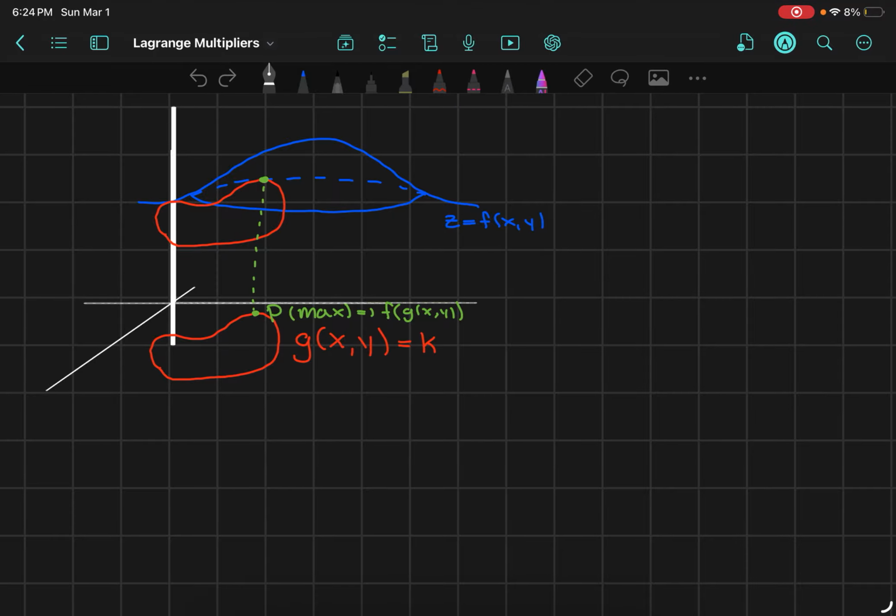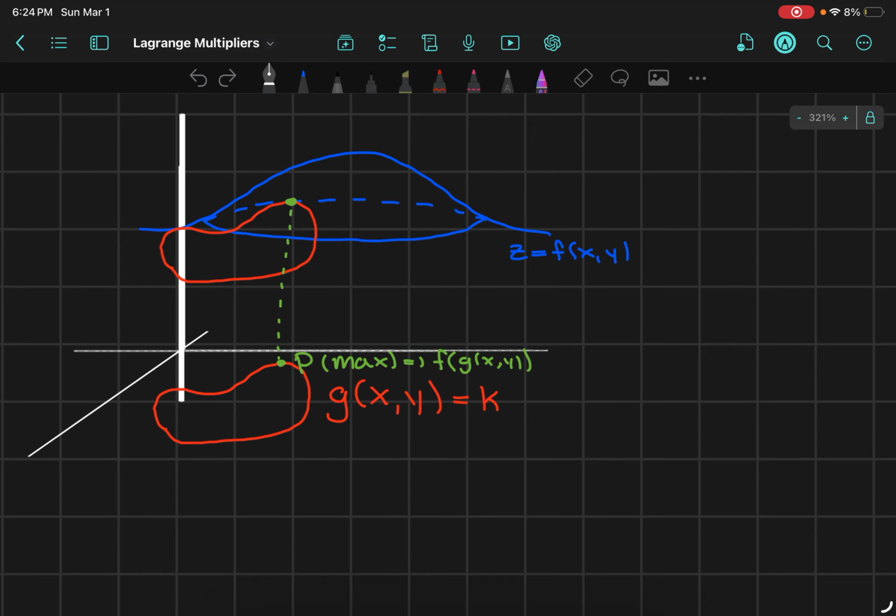I have this picture here, so we're going to start using the diction here. Say we have some kind of constraint, our g of x y, and then we have our z equal to f of x y function. Well, we can essentially find the maximum of that f of x y. That's essentially what a Lagrange multiplier is.